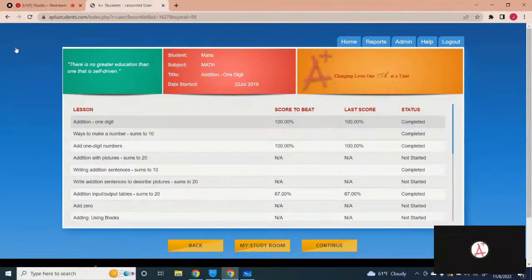Okay, let me repeat. We have started with chapter 4, patterns. Okay, very good, BC. We have done repeating patterns, then growing patterns, the final test from the chapter patterns, and then from chapter addition, we did addition one digit. Got it? Okay, that's all for today.